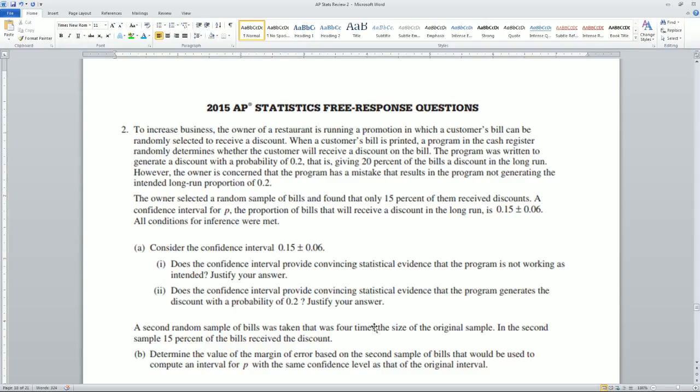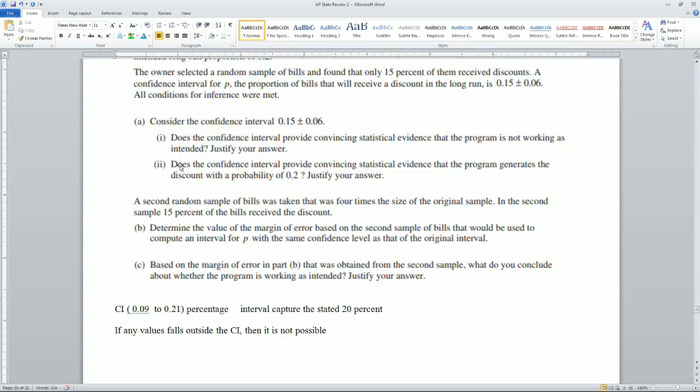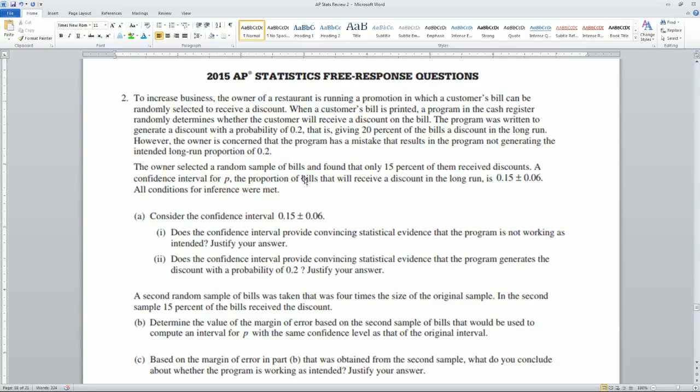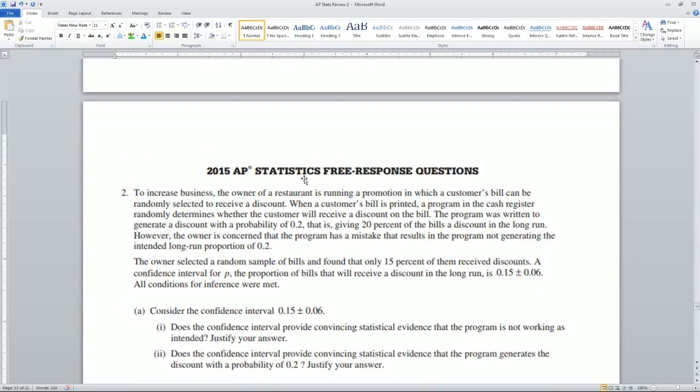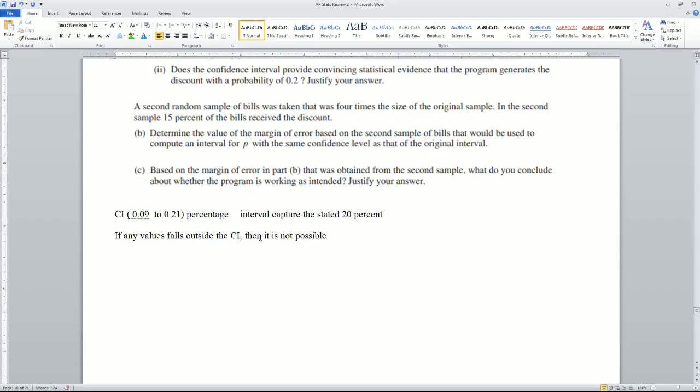Does that have something to do with part two? Because it's asking, does the confidence interval provide convincing statistical evidence that the program generates the discount with a probability of 0.2 or 20%? So it doesn't, because the value falls outside of 0.09 and 0.21. 0.2 is for inside.